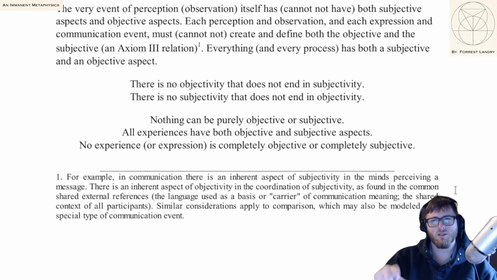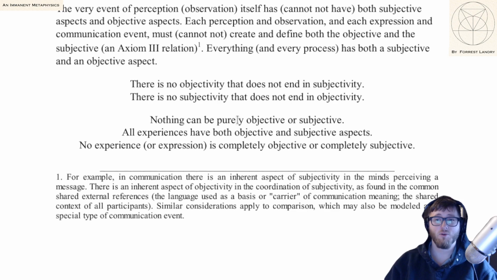So I misread one of the parentheses up here. I said in the first sentence, the very event of perception, observation, itself cannot not have both subjective aspects and objective aspects. Each perception and observation and each expression and communication event cannot not create and define both the objective and the subjective.